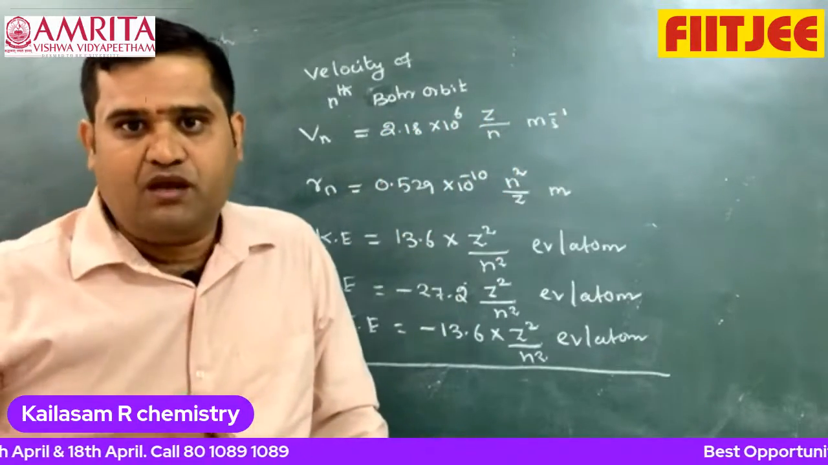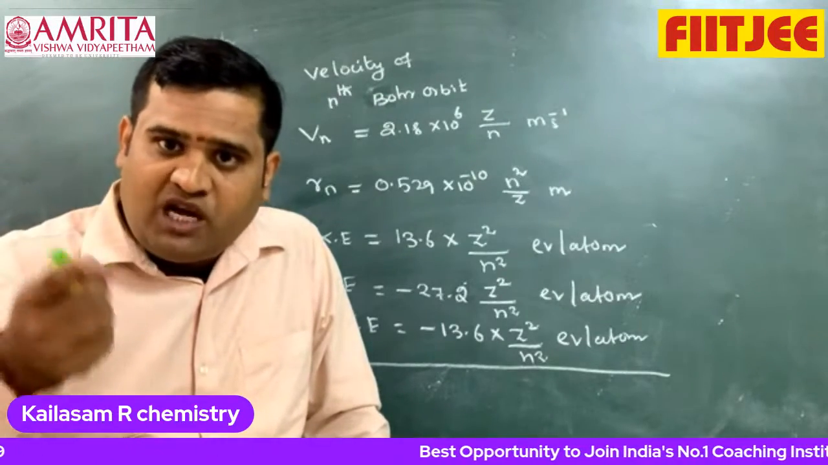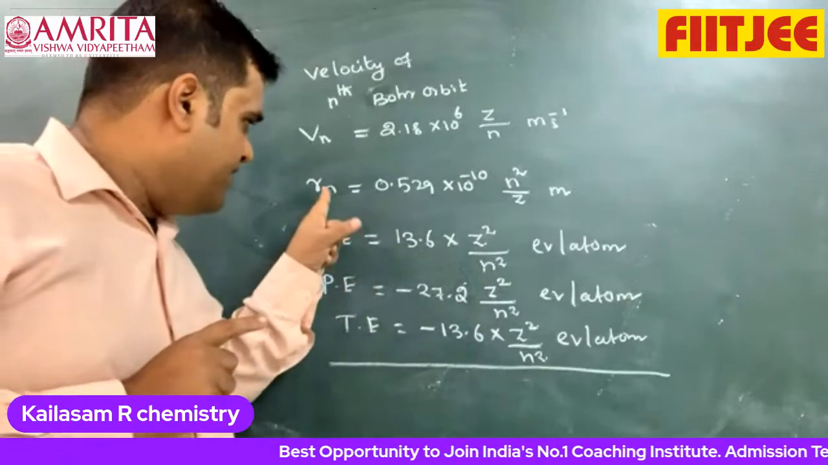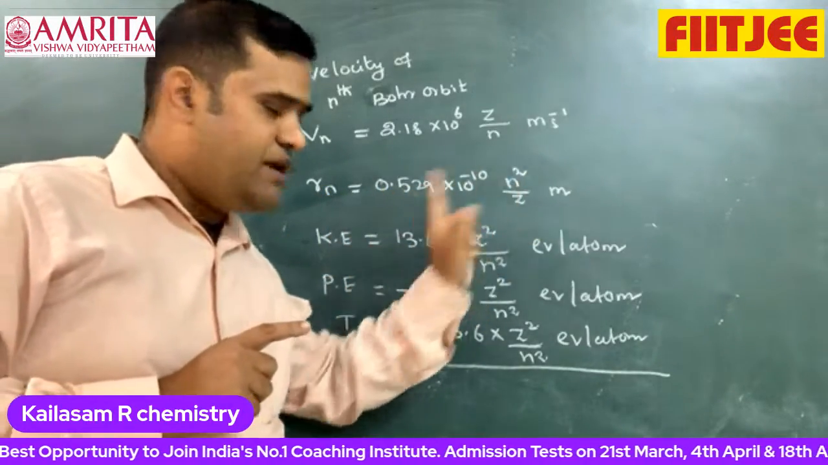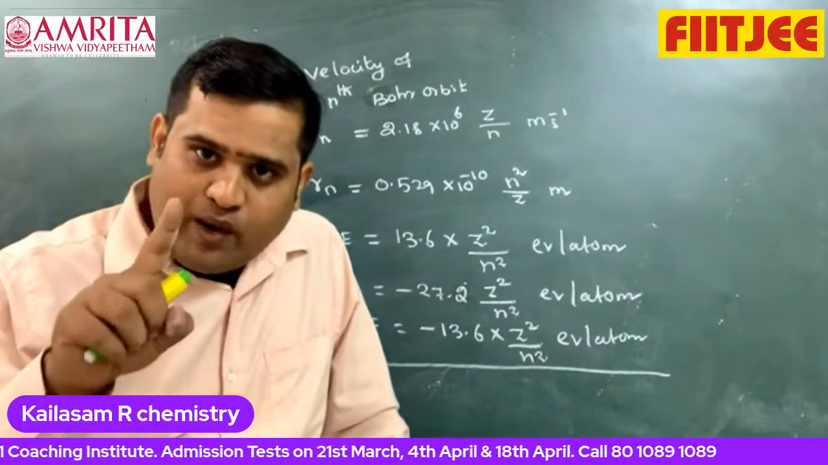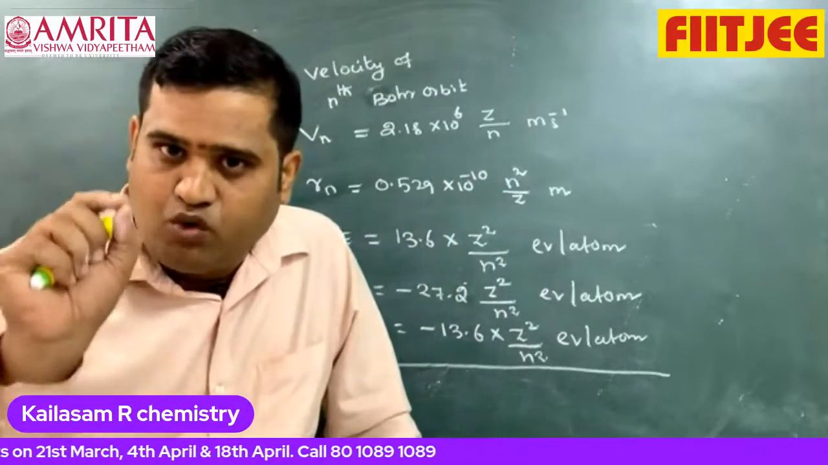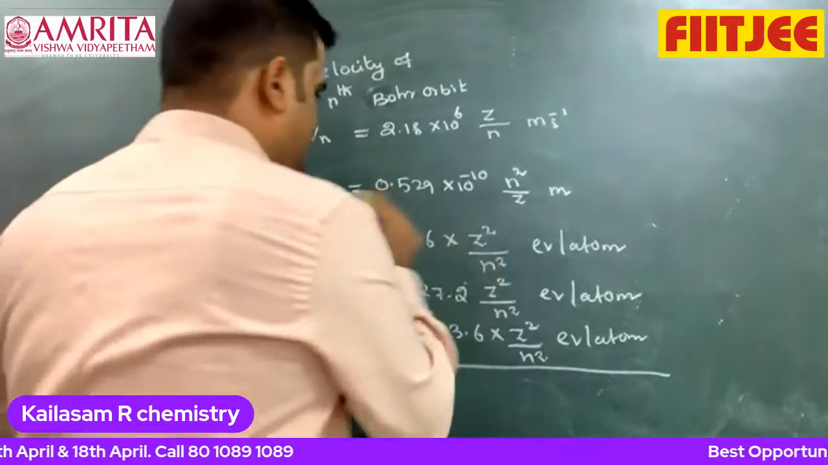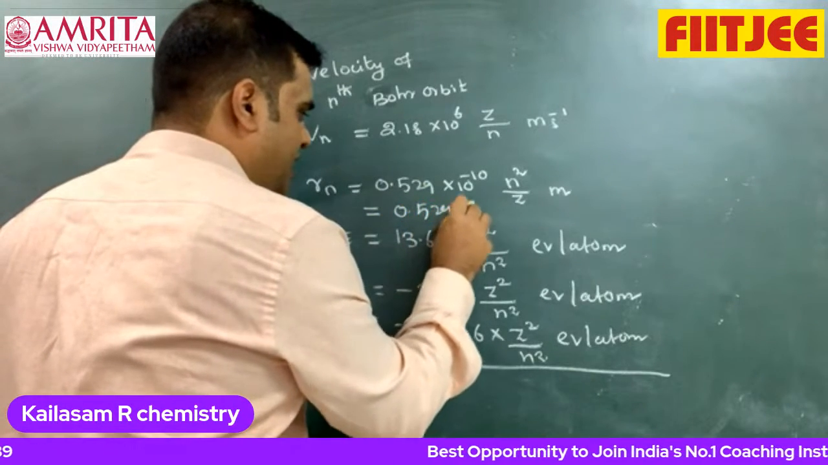Fine. And what about the radius of the first Bohr orbit of hydrogen atom? What is the radius formula? We can say that Rn is equal to 0.529 × 10^-10 n squared by Z. The first Bohr orbit means n squared, that is 1 squared, which means 1. Therefore, the radius of the first Bohr orbit of hydrogen atom is 0.529 angstrom.